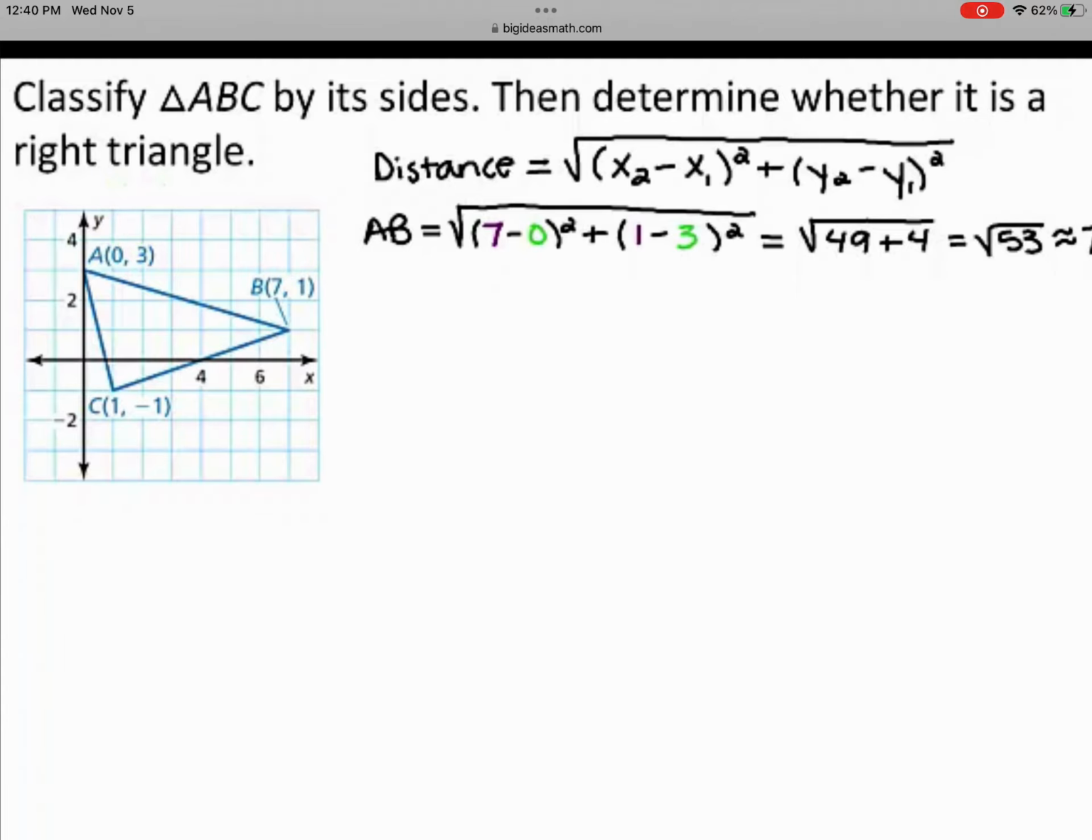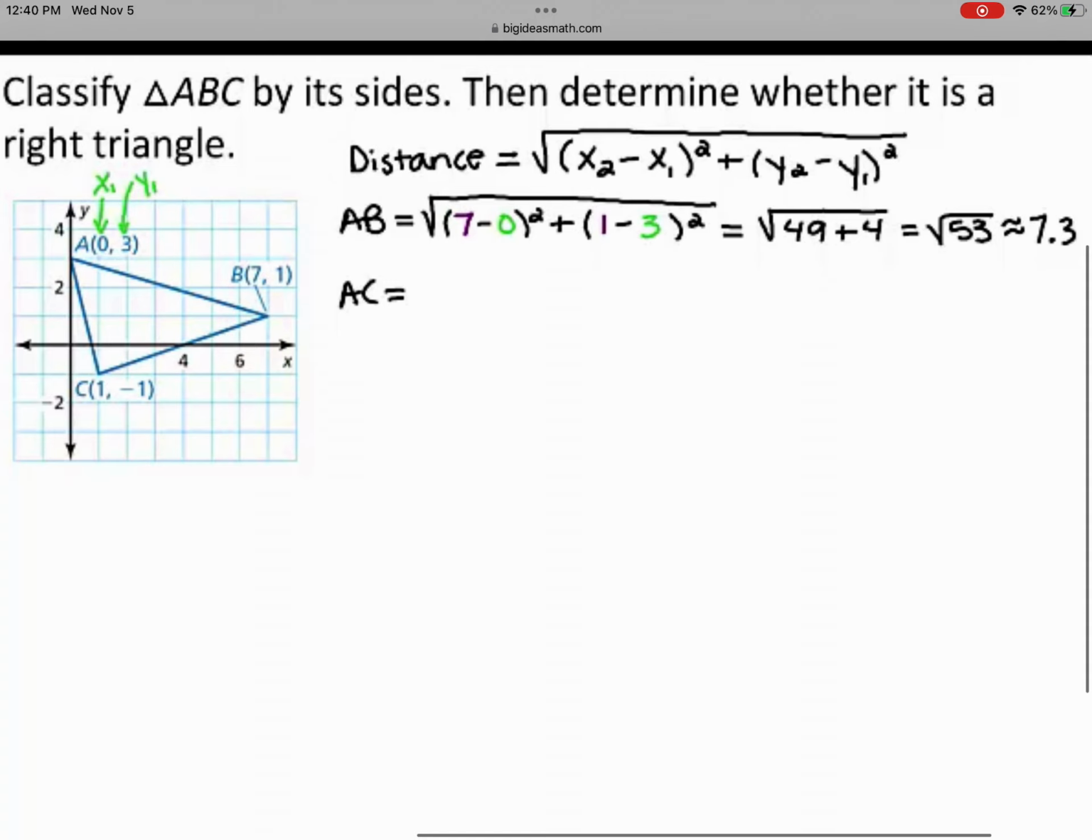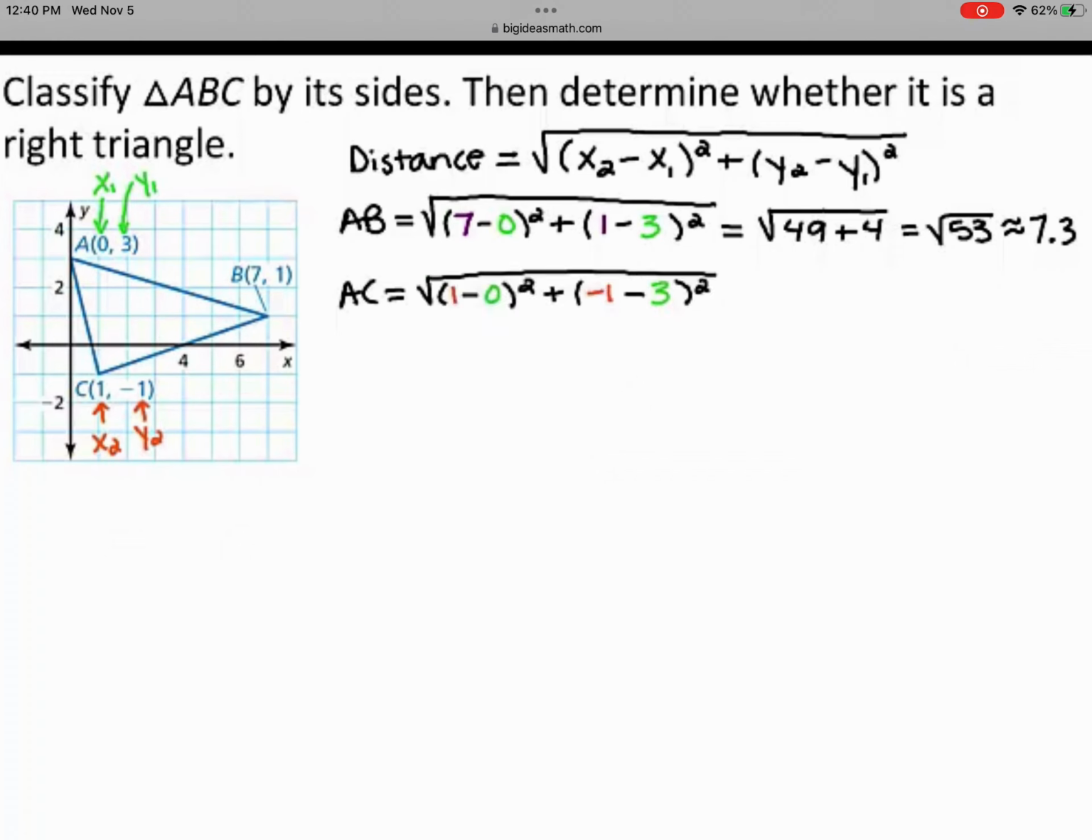To find the length of side AC, let x1 equal 0, y1 equal 3, x2 equal 1, and y2 equal -1. You can substitute these values into the distance formula.